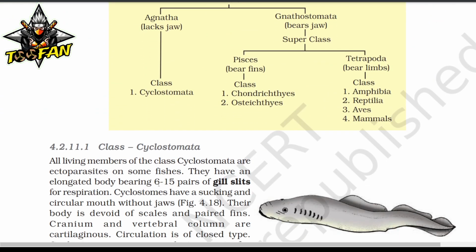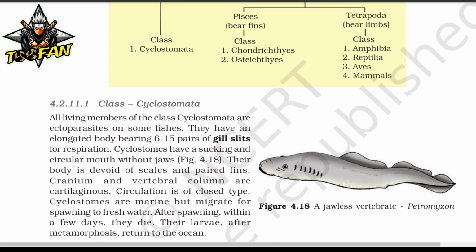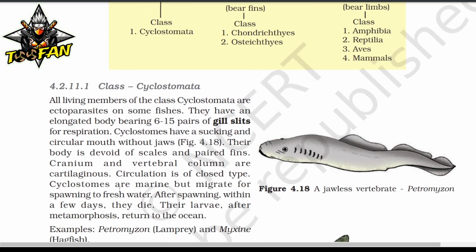Now, class Cyclostomata. All members of the class Cyclostomata are ectoparasites on some fishes. They have an elongated body bearing 6 to 15 pairs of gill slits for respiration. The cyclostomes have a sucking and circular mouth without jaw. Their body is devoid of scales and paired fins. Cranium and vertebral column are cartilaginous.